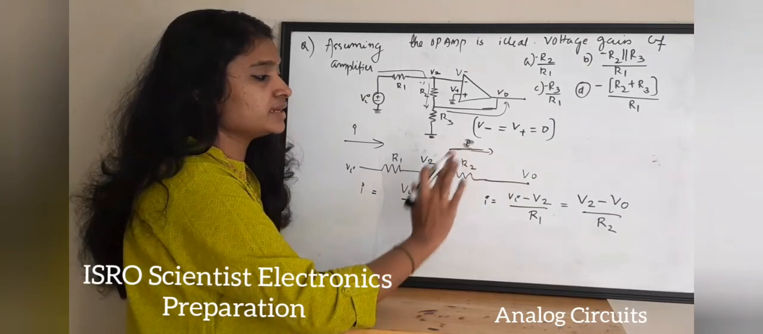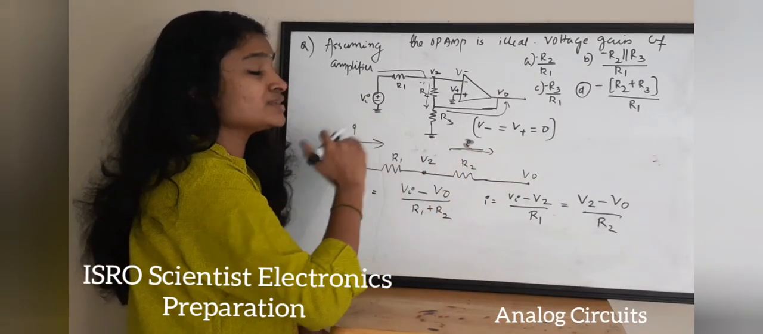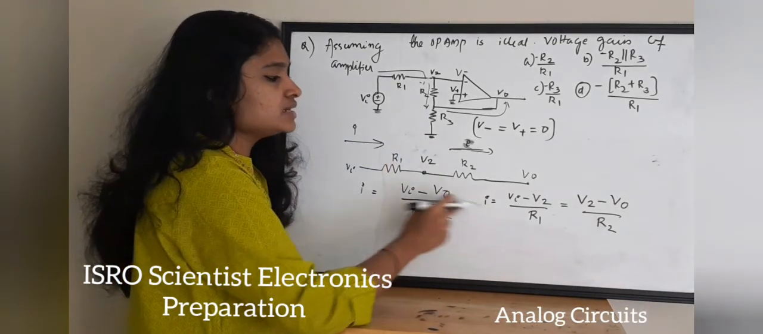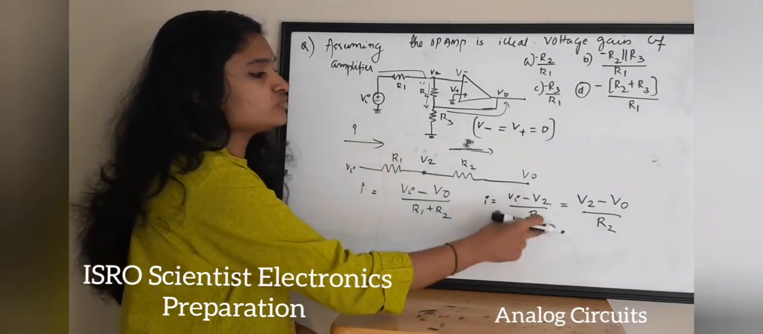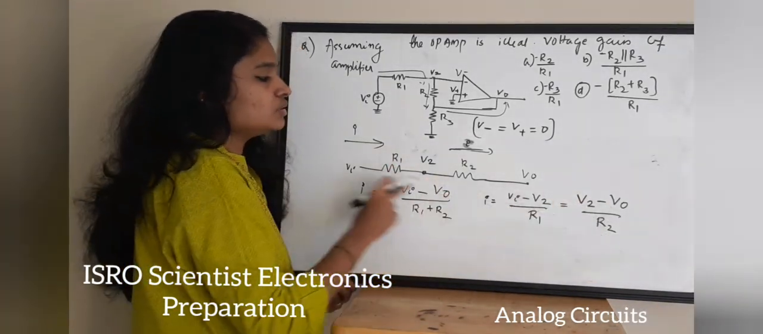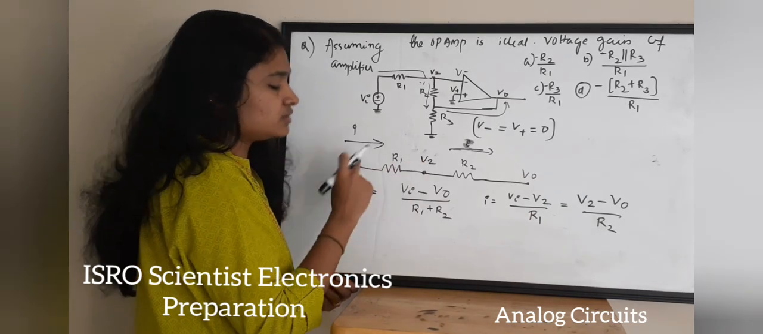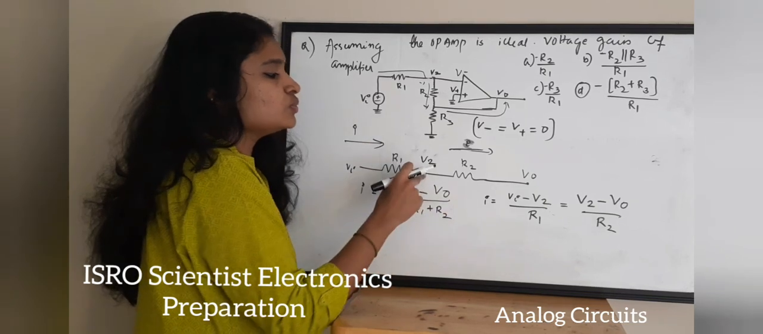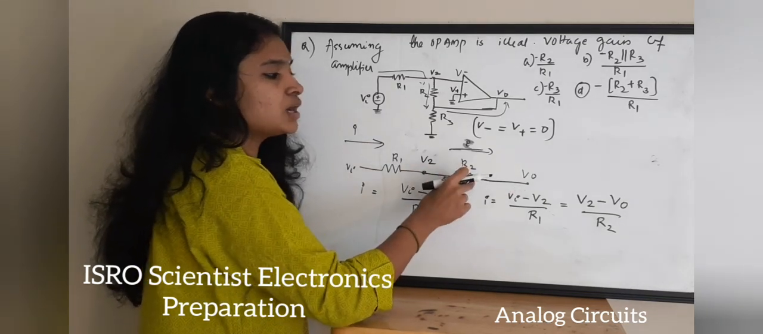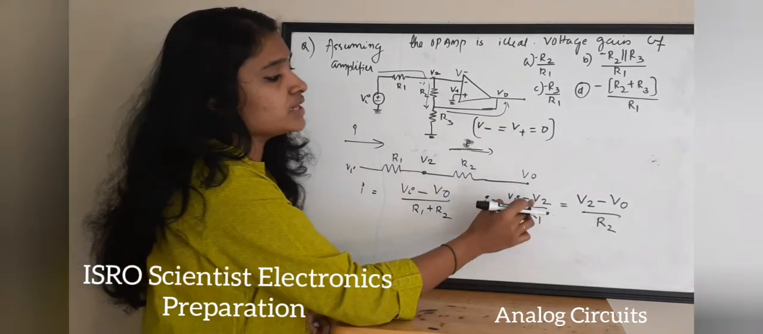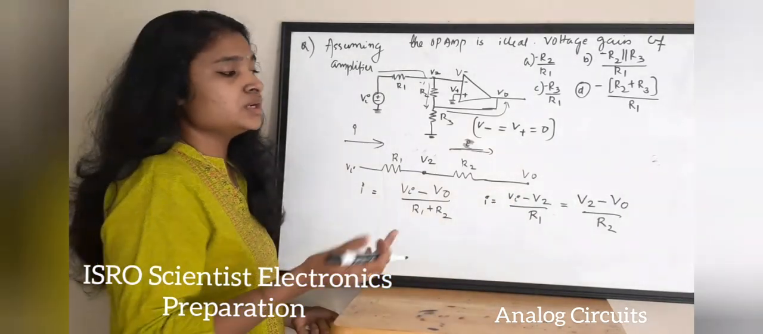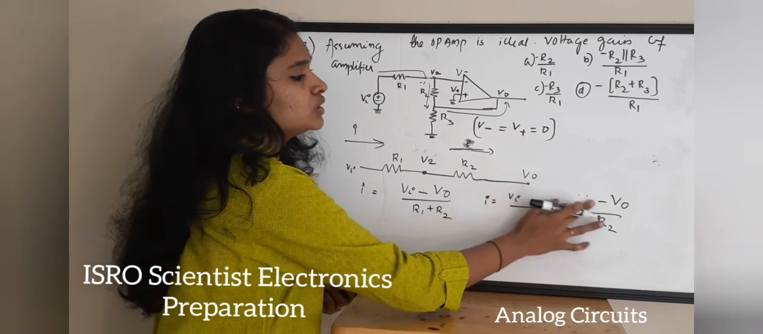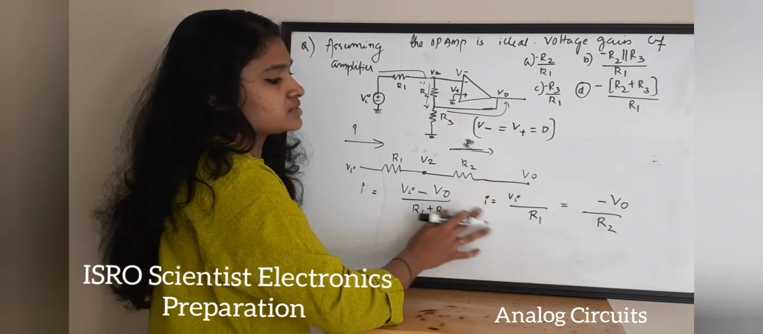I hope this is clear. Because the current flowing through a series network or a series path is the same, you can write this equation in terms of V2 like this. So Vi or V input minus V2 by R1 is equal to V2 minus V out by R2. Now we know that V2 value is equal to what? V2 is 0. So you can remove this V2, and you will get an equation like this.